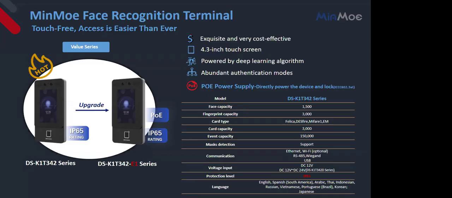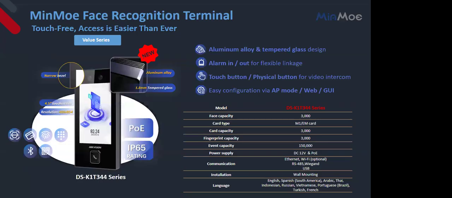Moving forward, then we have our 344 models. These have a nice aluminum alloy bezel around them. They have a thicker tempered glass compared to the normal 341 and 342 models. So this gives us the capability of a more durable product for outdoor for the value series. Still your normal anti-spoofing, all your normal authentications, as well as a nice button. And there's some additional features in there that we'll get into a little bit more as we progress forward.